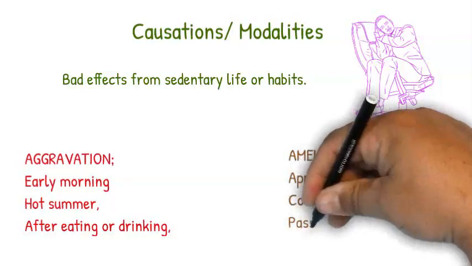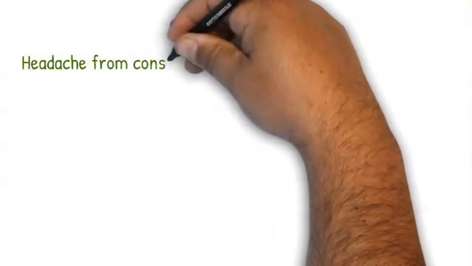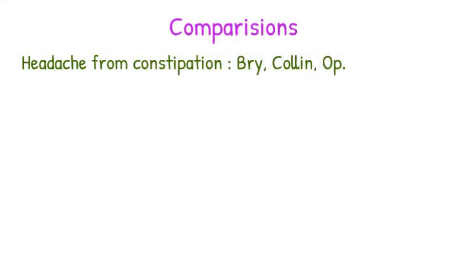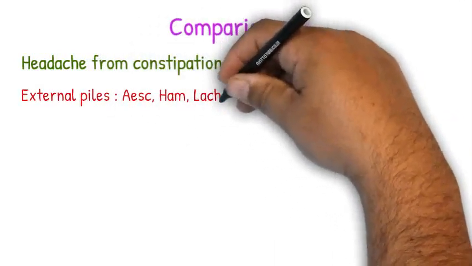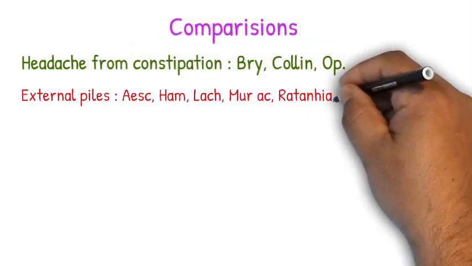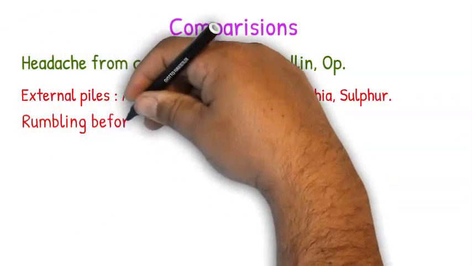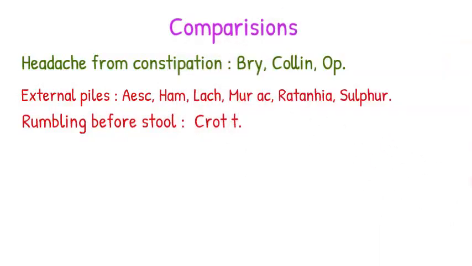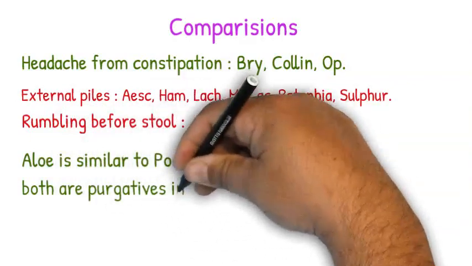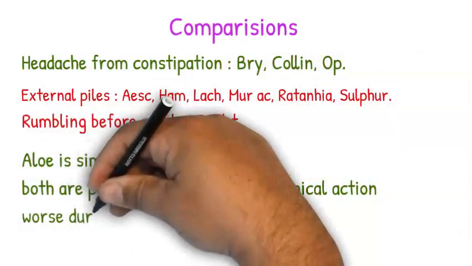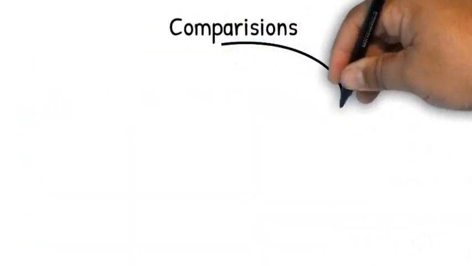In the important comparisons, headache from constipation we will get in other medicines also, like Bryonia, Collinsonia and Opium. External piles we will get in other medicines like Aesculus, Hamamelis, Lachesis, Muriatic acid, Ratanhia, Sulphur, etc. Rumbling before stool we will get in Croton tiglium along with Aloes. Also, Aloes is similar to Podophyllum as both are purgatives in the physiological action, both have aggravation during summer, both have aggravation in the morning. So, to differentiate, we have to consider all the symptoms.